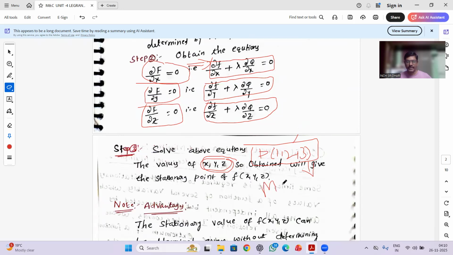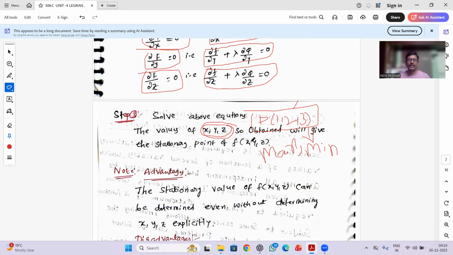That means it is called an extremum point. Okay, stationary point, extreme values. The function may have either a maximum or minimum value. Now we need to find that value. To find that value, we can substitute this x, y, z in the given function, and we will find the maximum or minimum value.